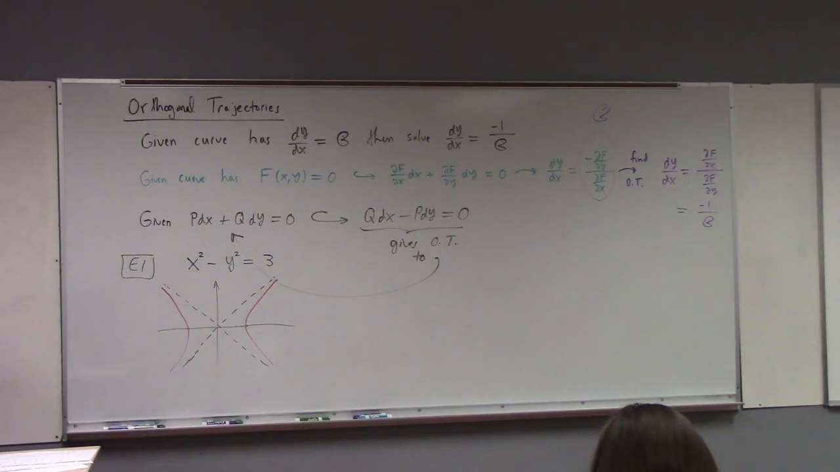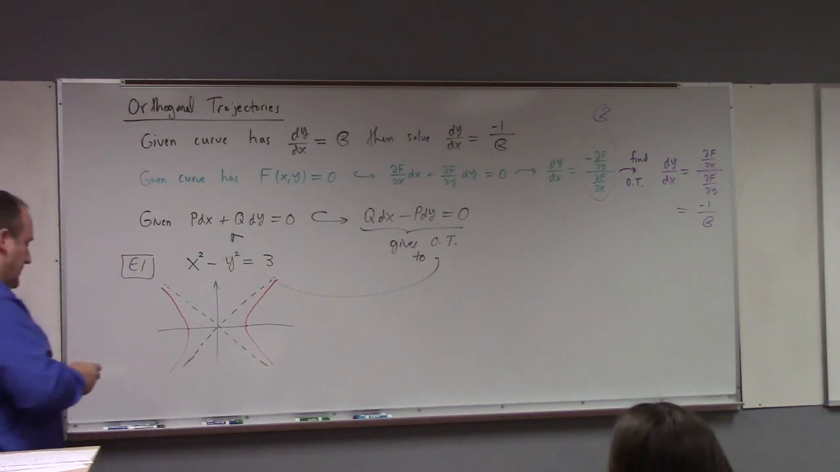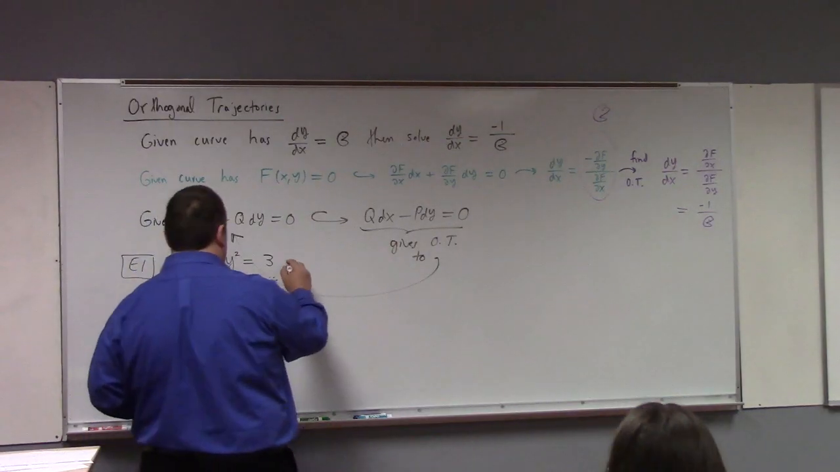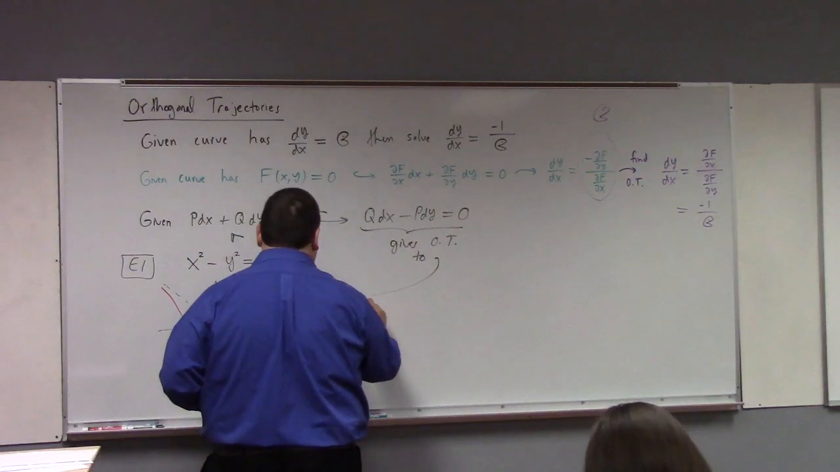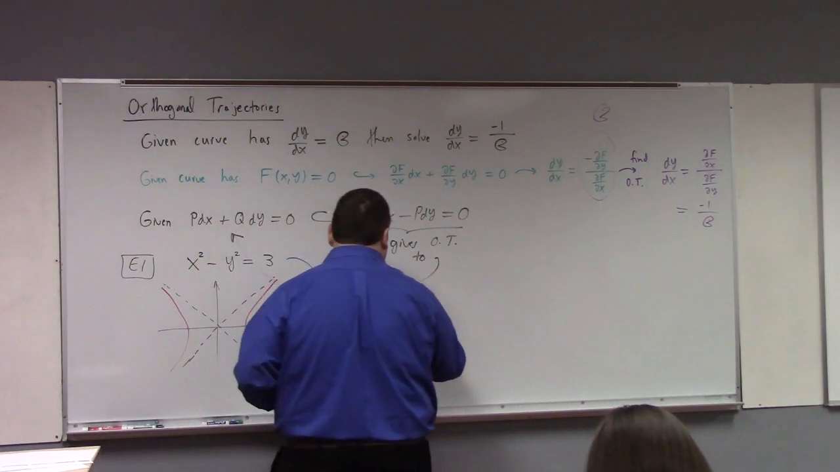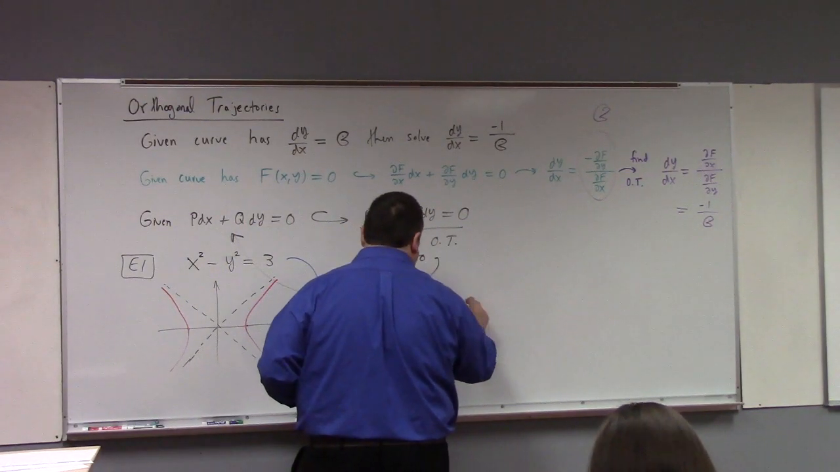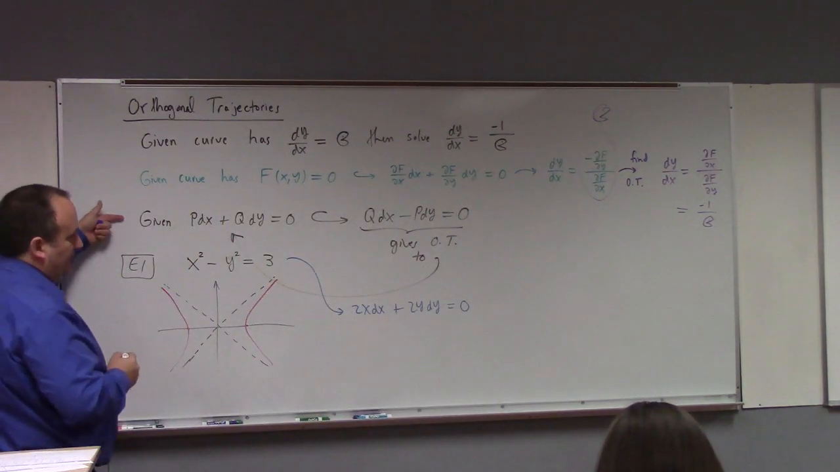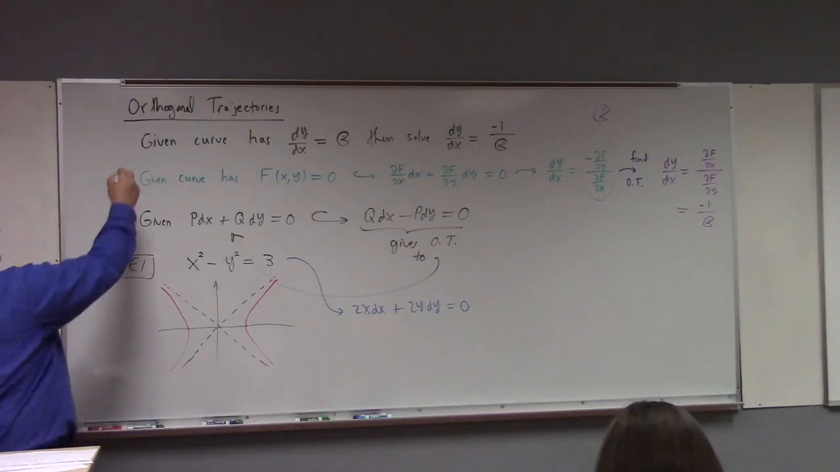And then my problem, the question I'm asking, is what are the orthogonal trajectories to this curve? So I have to figure out, first of all, what's dy/dx. This tells me that 2x dx plus 2y dy is equal to 0. If you believe my third bullet point, sorry.